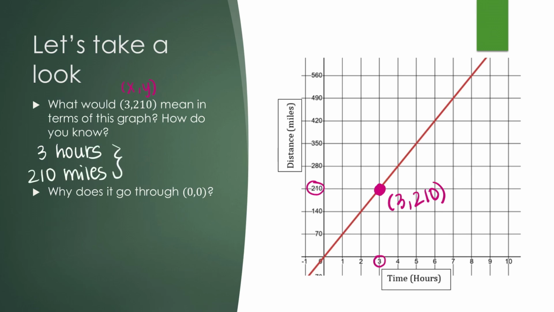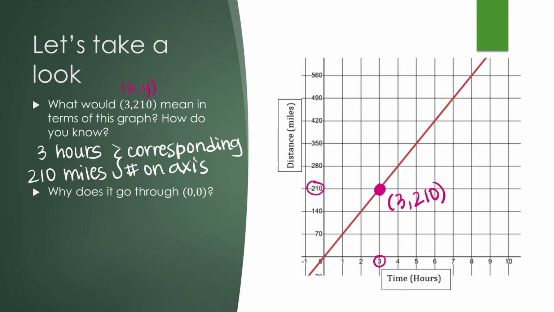And I know because that's the corresponding number on the axis. So the 3 is on the x-axis, which means it has to represent time. The 210 is on the y-axis, so it has to represent the distance.